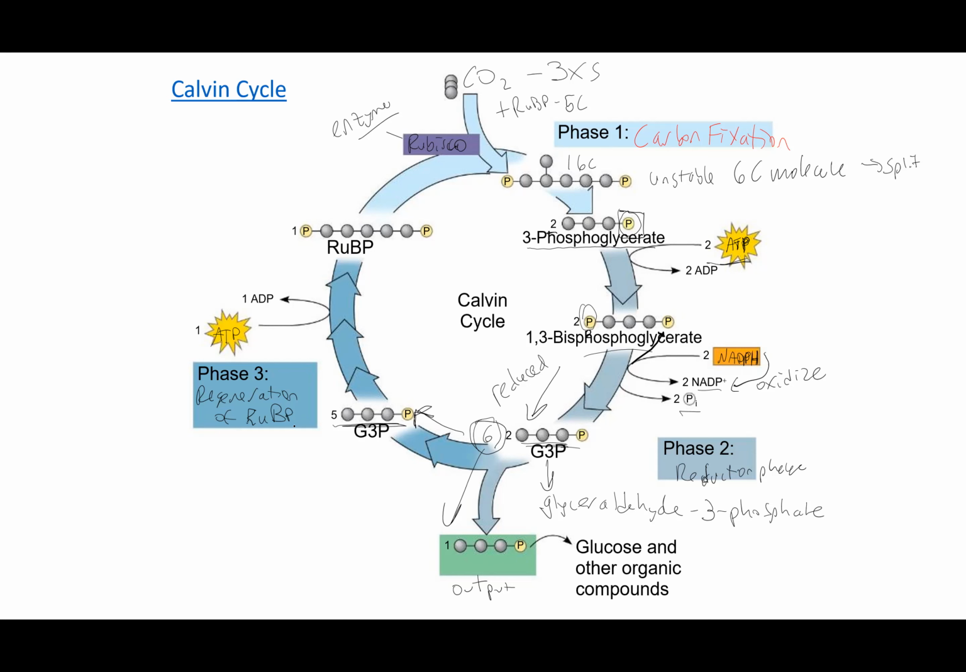So all the ATP that was made is now used. And we have 1 molecule, well, really 3 molecules of RUBP, which can start the cycle all over again. Regeneration.